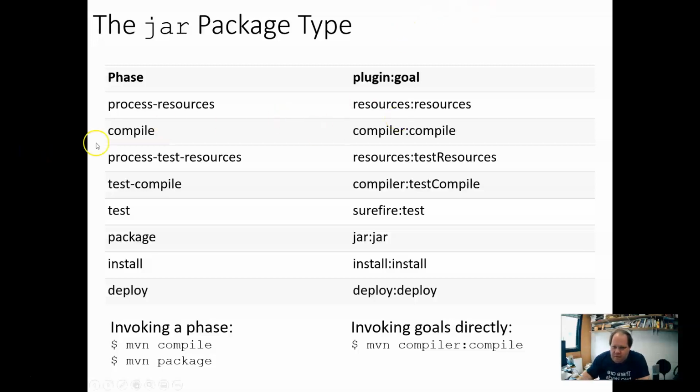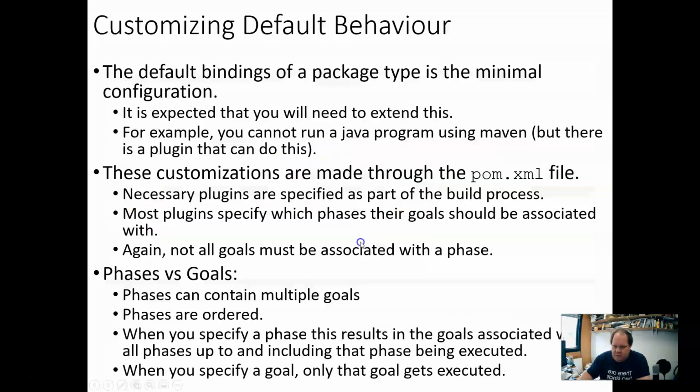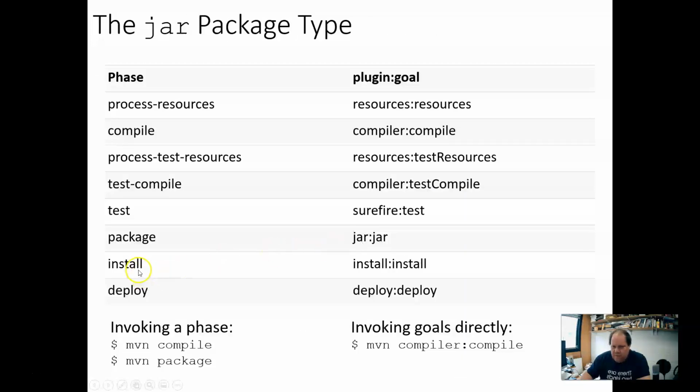The third phase copies test resources into a test resources folder, and the fourth phase compiles the Java test code into the same place as the test resources. The fifth phase runs unit tests, and it uses the Surefire test plugin. The sixth phase generates a jar file. The seventh phase does something called installing, which I'll come back to later, and the eighth phase is deploying.